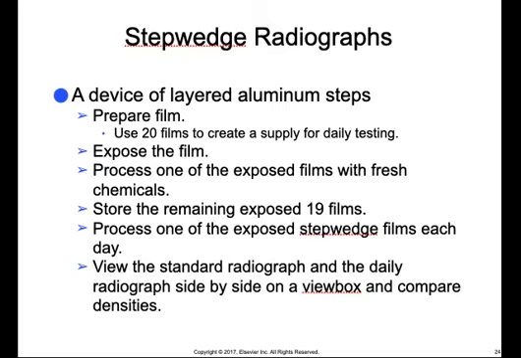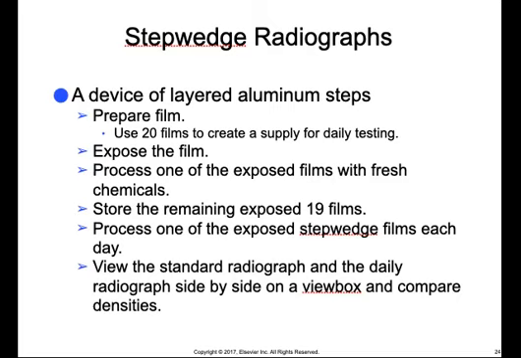Then, using fresh chemicals, we'll process only one of the exposed films. This processed radiograph is known as your standard step wedge radiograph. Then we'll store the remaining 19 films in a cool, dry area protected from X radiation. Every day after the chemicals have been replenished, we'll process one of the exposed step wedge films, out of those 19 films. This film is known as the daily radiograph.